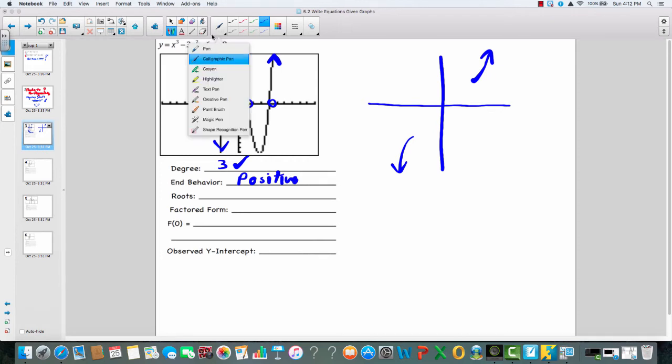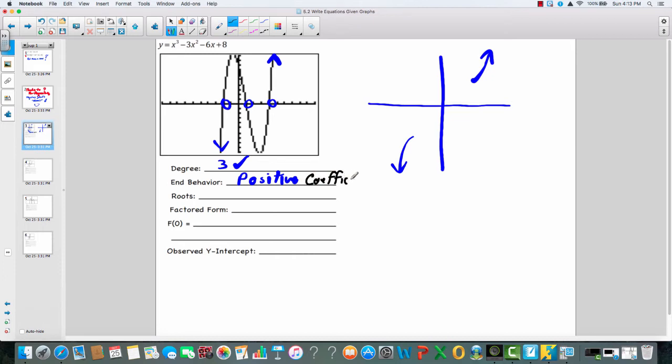Let me change my pen because it won't fit. Hang on. Okay. Positive coefficient. So we want to fill out this entire sheet here, and you'll see how easy it is to then make an equation. Okay, what are the roots? So the roots are here, -2, here, 1, and here, 4. x equals -2, x equals 1, x equals 4.